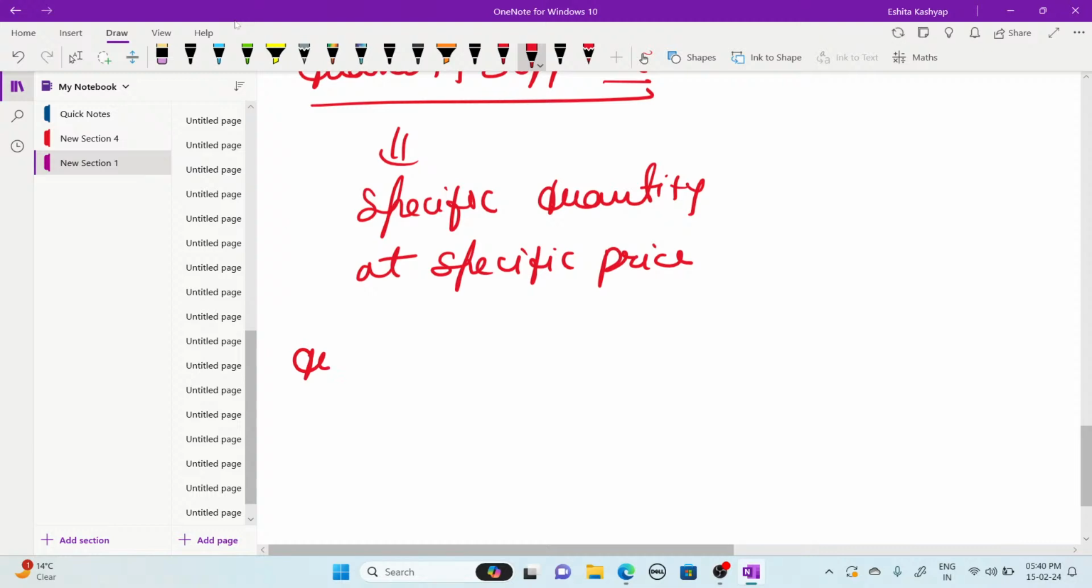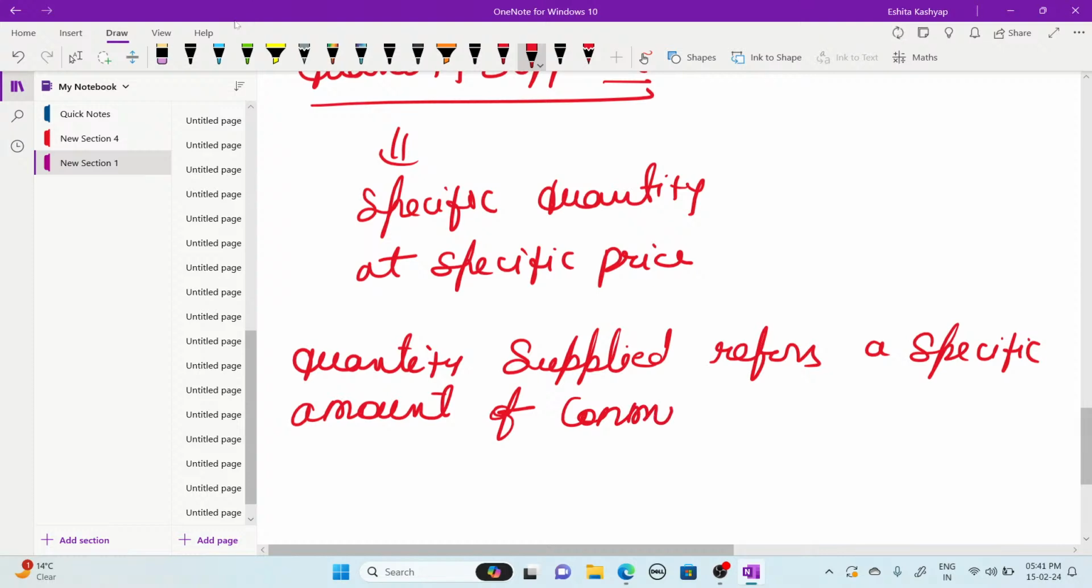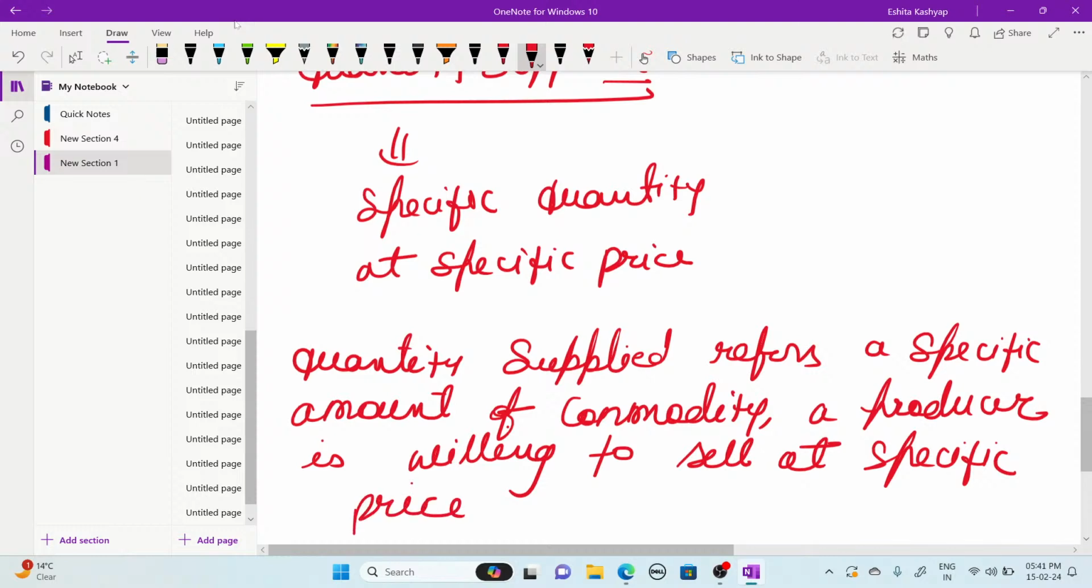So quantity supplied refers to a specific amount of a commodity a producer is willing to sell at a specific price. So this is the difference between supply and quantity supplied.